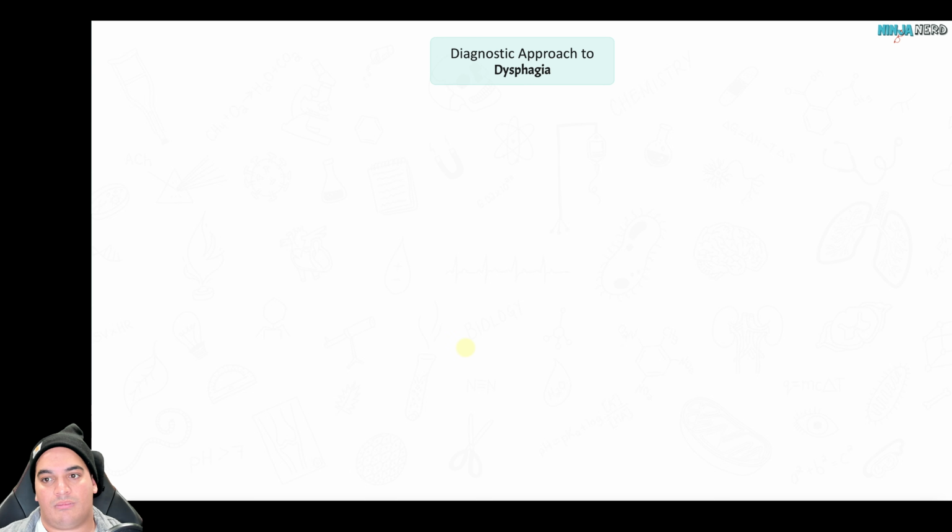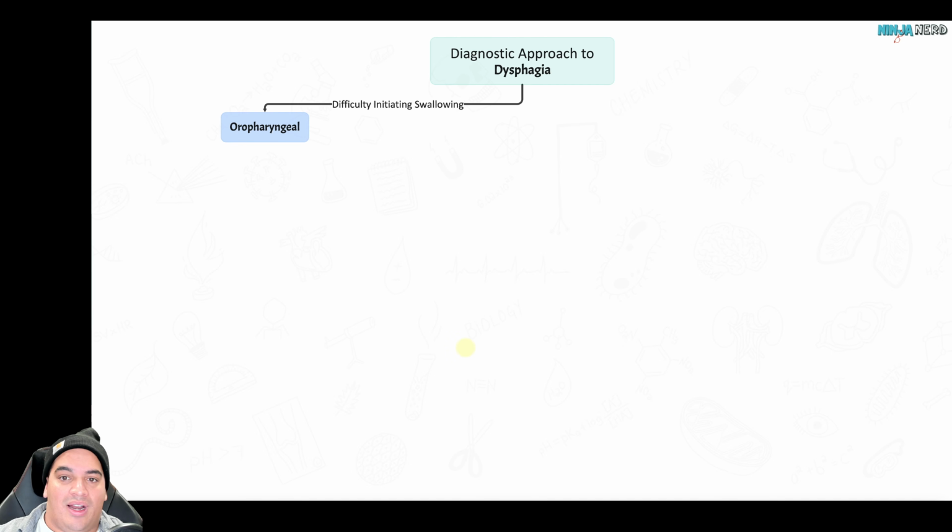All right, now that we've talked about dysphagia pretty decently, let's now go into how we diagnose dysphagia. So first thing, is it difficulty initiating swallowing? If it is, that's likely oropharyngeal. And then I just have to think, it's either structural or functional. Well, structural, usually one of the best tests that's easy and non-invasive is a barium swallow.